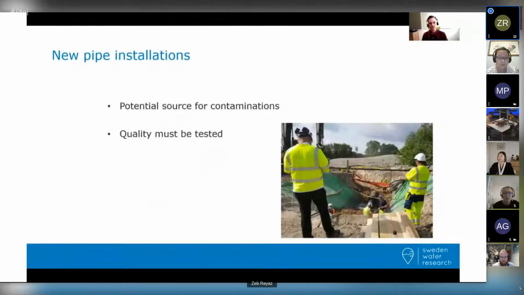Before we dig into the details, I would like to frame our work a little bit. Firstly, by new pipe installations, I mean all work where new pipe sections are installed, such as repairs, replacements, and new pipe sections in newly developed areas. These pipe installations are a potential source of contamination. Therefore, before a new pipe is connected to the drinking water distribution system and our customers, the water in the pipes must be quality tested.